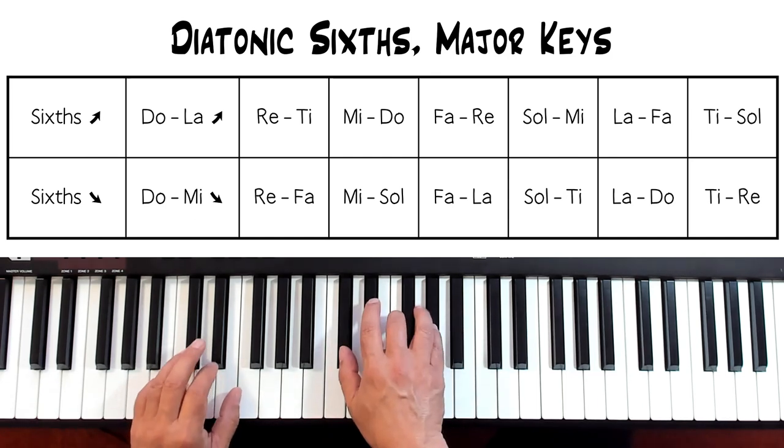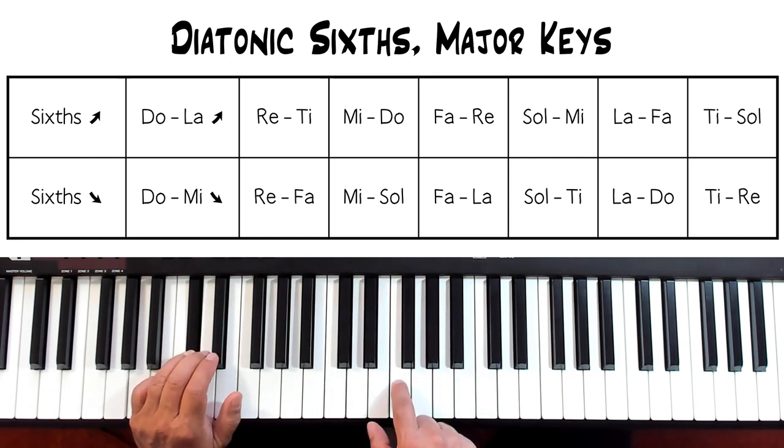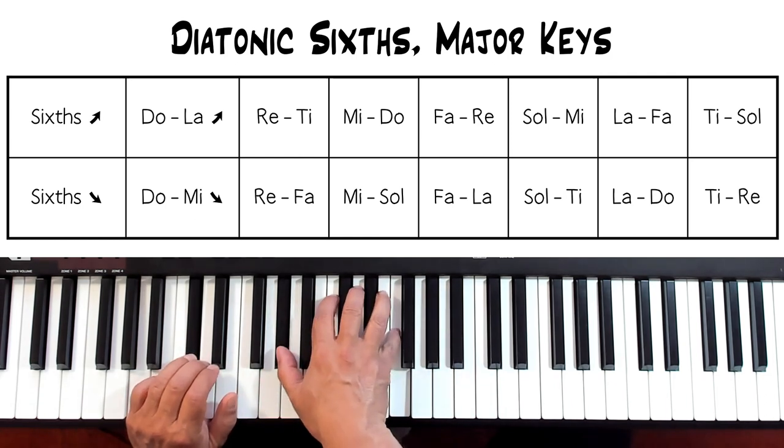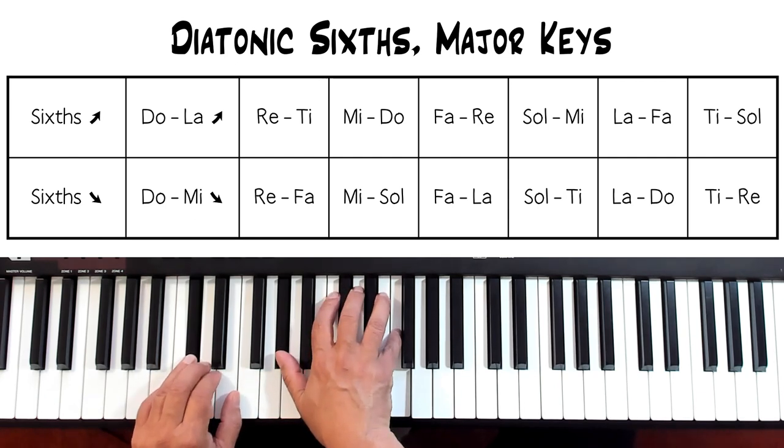Let's move to D flat. We're gonna sing mi, sol, descending. Mi, sol. And let's move to, where should we go? E flat.